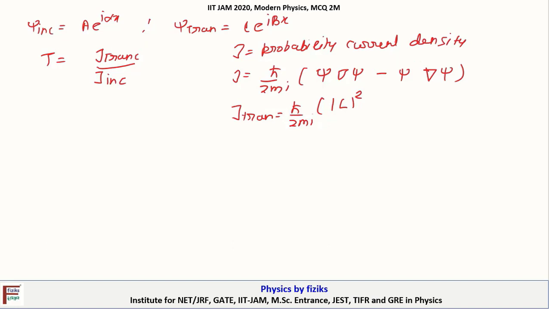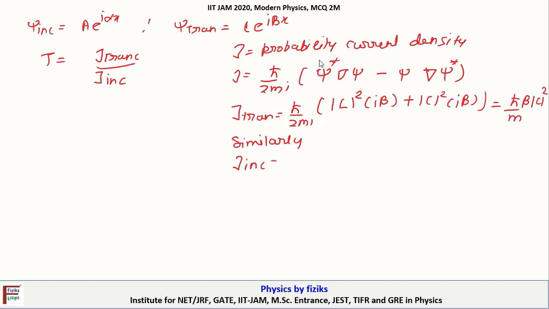The formula here, I am making a correction in the formula, that is like this one: mod C square i beta plus mod C square i beta. So we would be having equals to h cross by m beta mod C square. Similarly, J incident would be h cross alpha by m mod A square.